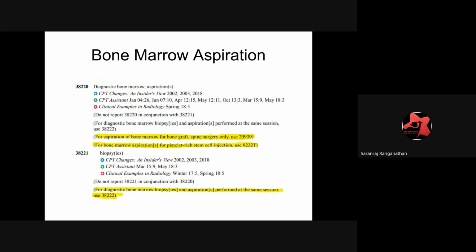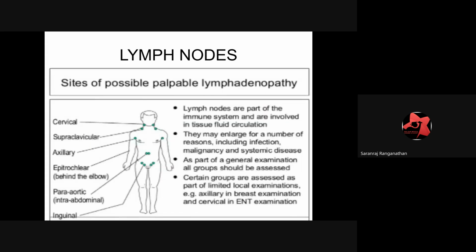Okay. So for aspiration the CPT is 38220. If they are doing it for biopsy purposes, it is 38221. Like that we can select the CPT. Next concept is lymph nodes.